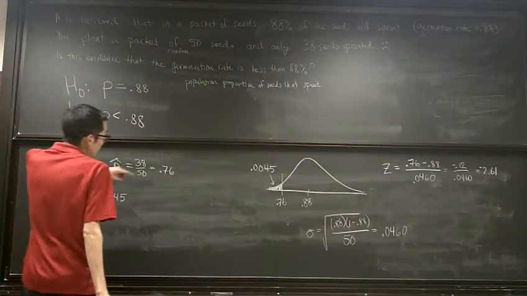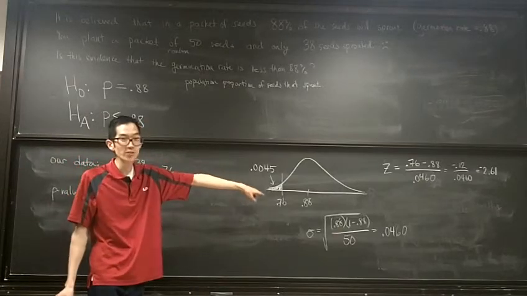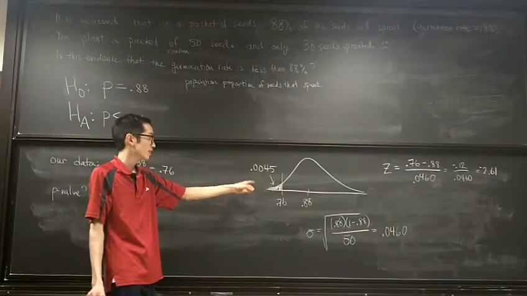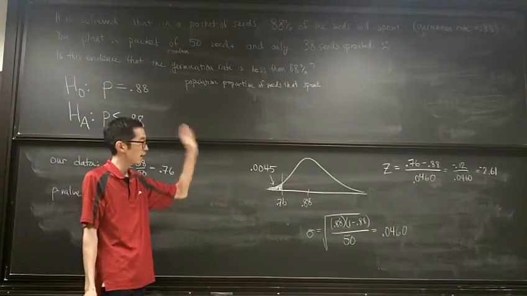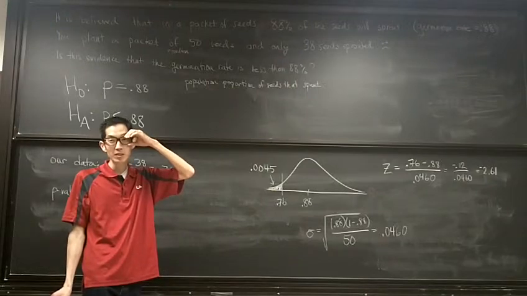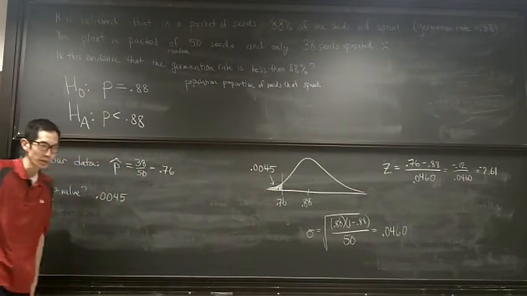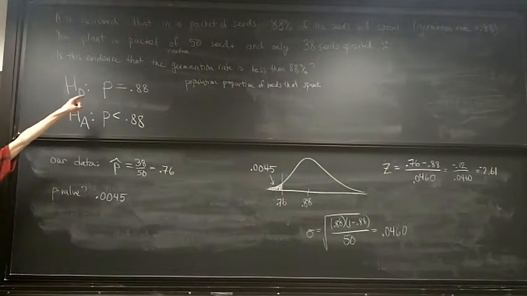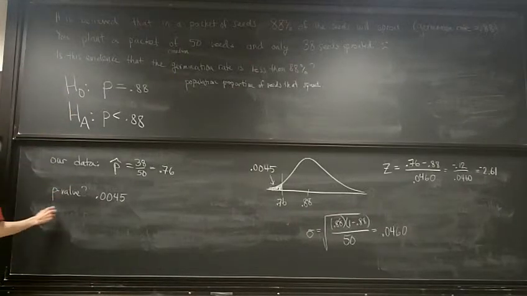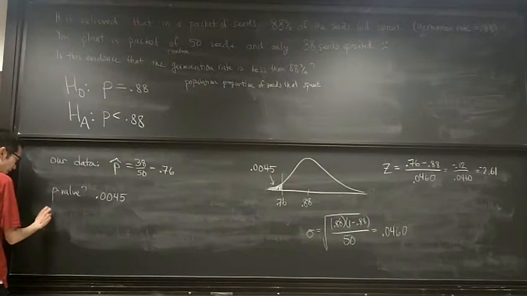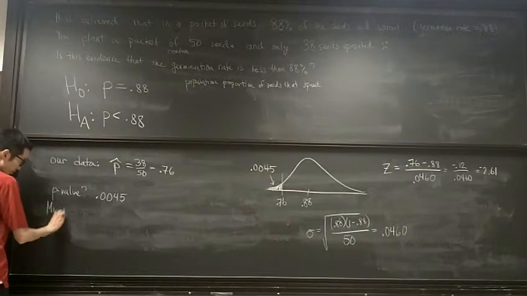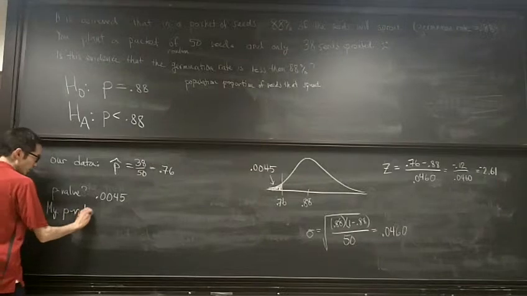Okay. So it's possible that I just got really unlucky with my packet of seeds, that for whatever reason, my random packet of seeds happened to be a dud. That's possible. 1 in 200 packs are that way. Or maybe this claim that 88% of seeds sprout is actually false. So I'm going to go with that claim is false. How would you know? You don't know. My p-value is small.